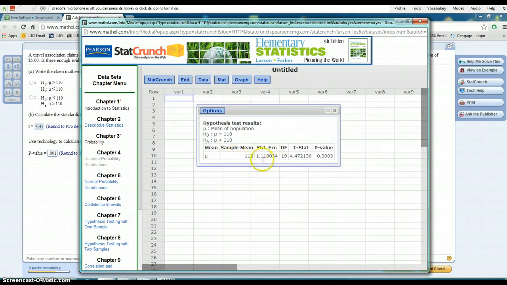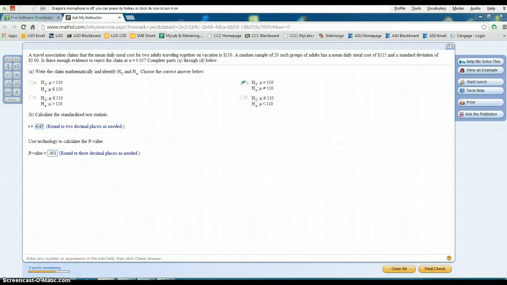That tells me exactly what the standard error is, the degrees of freedom, the t-statistic, and the p-value. I can log in the t-statistic at 4.47 because my StatLab said to round it to 2 decimal places. So let's go ahead and do that. That was already typed in, and we're in good shape. Now what's the p-value? Well, the p-value for this is going to be 0.0003. And that says round to 3 decimal places as needed. Well, 3 decimal places, that's going to be 0.000. So let's check that, and it tells me that I did a good job on that.